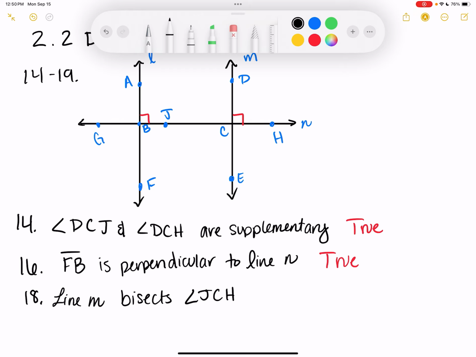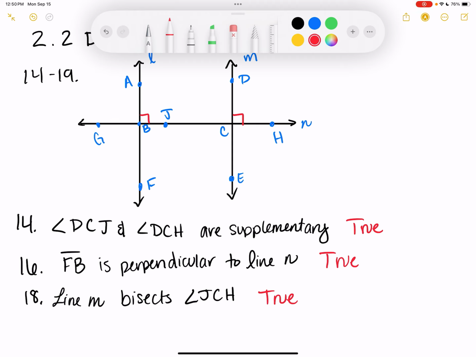Now, my picture is not the best. But does line M bisect that? Yes. If you look at the book, it actually looks a little bit more like it. But yes, it is true. I actually put my H too close. So obviously you're using the book when you do that, so it'll be more obvious that it is.